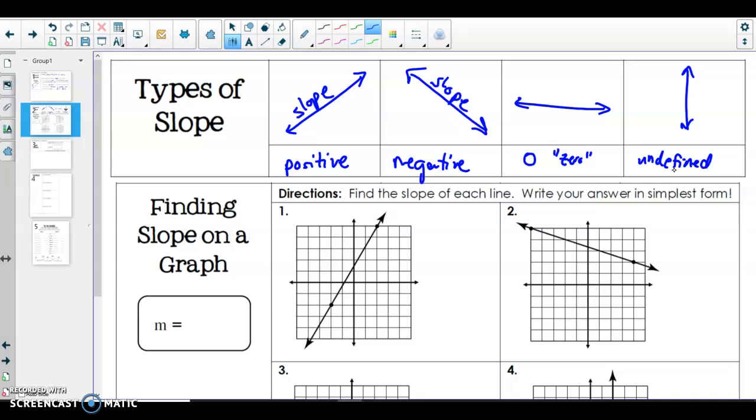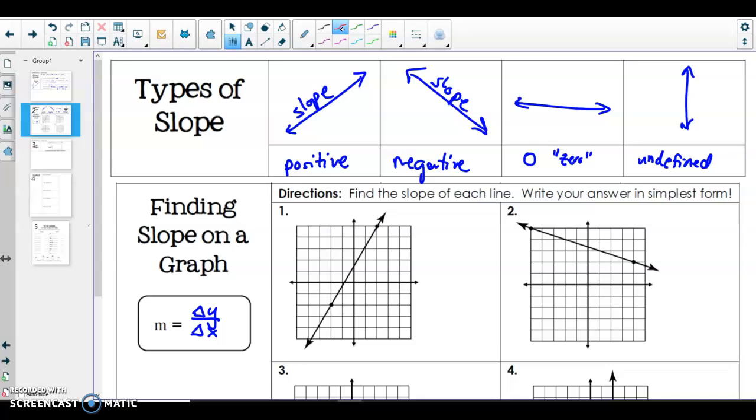Finding your slope on a graph is really nice because we're really just counting. I'm counting how much my y value changes. That's what this little triangle means. Change in y over change in x. How much does our rise change? And then how much does our run change? And we just smush them together in this really convenient little fraction here.